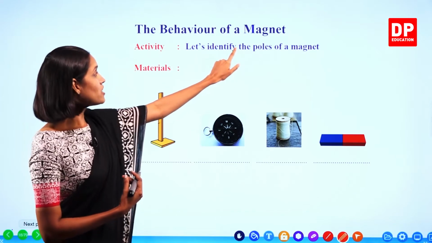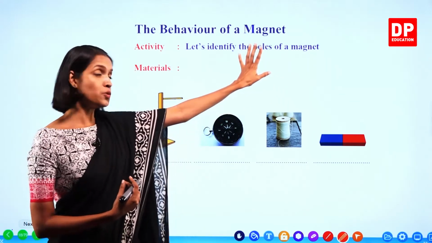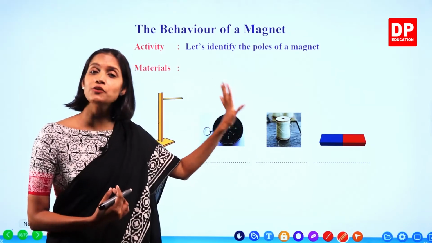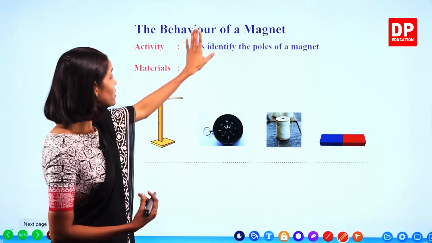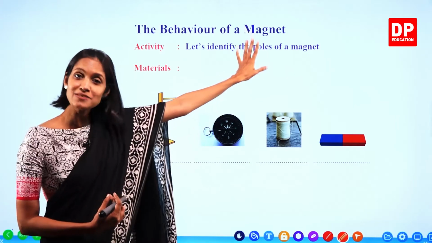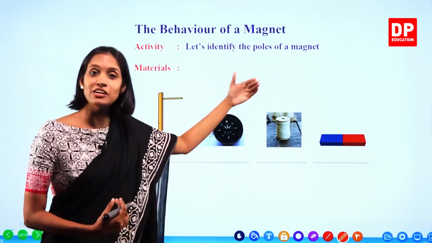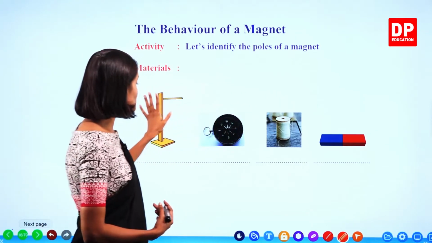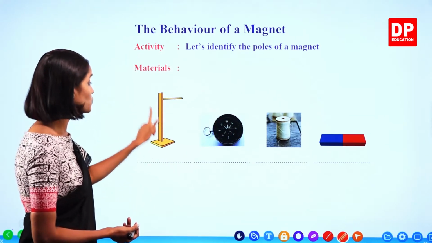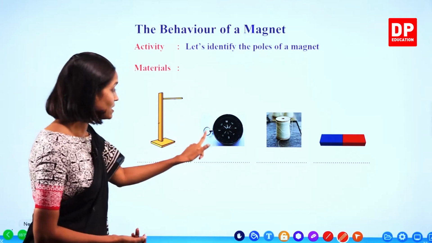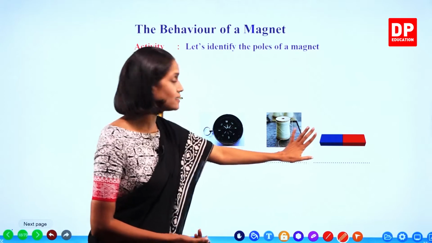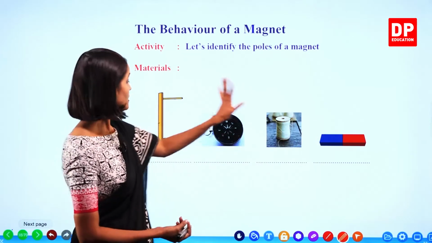Activity. Let's identify the poles of a magnet. By now we know that there are something called magnetic poles, the two ends of the magnet. We are going to identify what these magnetic poles are, whether they are similar or not, okay? So what are the things we need for this activity? We need a wooden stand, and then we need a compass, and we need a piece of string and a bar magnet, okay?